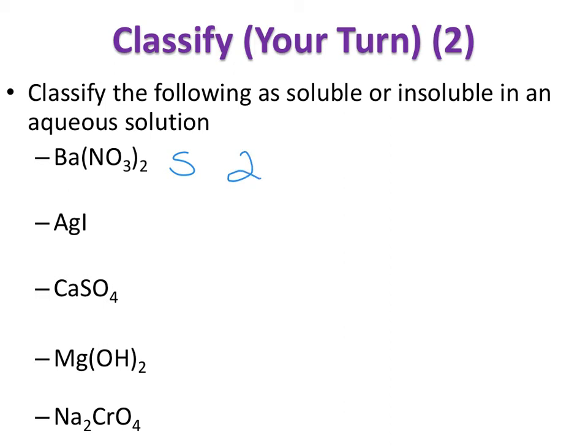Silver iodide is insoluble according to the insoluble exceptions to rule number 3. Calcium sulfate is insoluble according to the insoluble exceptions to rule number 5. Magnesium hydroxide is insoluble according to rule 7. Sodium chromate is soluble, according to Rule 1.